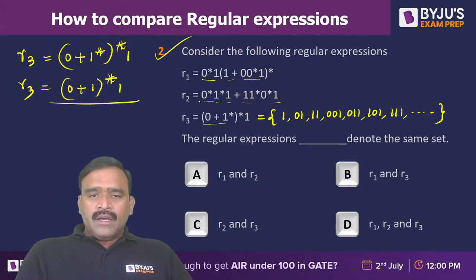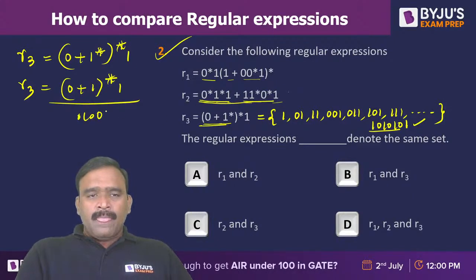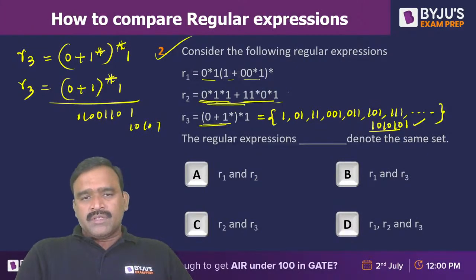But here R2 is not equivalent to R3 because, for example, here we can get a string like 1 0 1 0 1 0 1. So before the last 1 we can have any number of 1s and 0s. But in 0 star 1 star 1 1 1 star 0 star 1 we only get contiguous ones and zeros. There is no alternation like 0 1 0 1 0 1, and 1 0 1 0 1. This type of strings are missing. That's why R2 cannot be equivalent to R3.